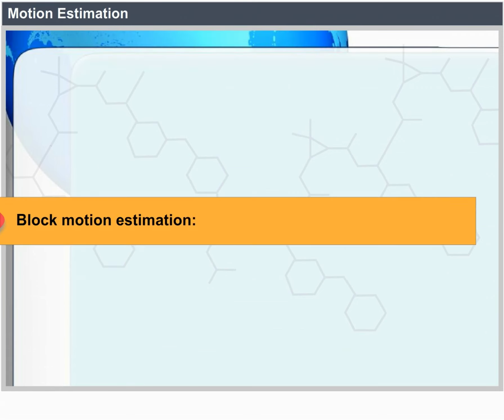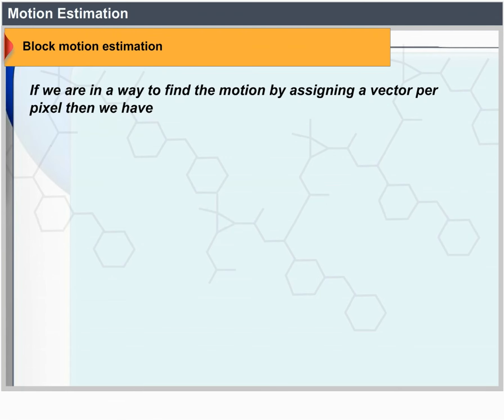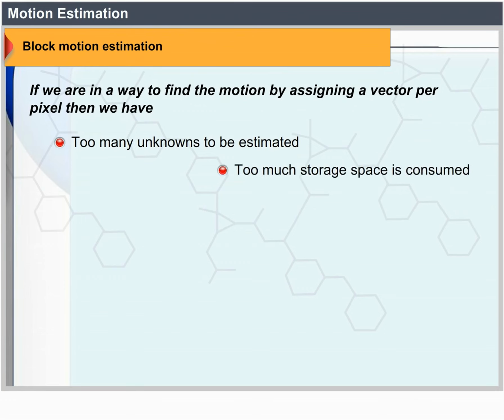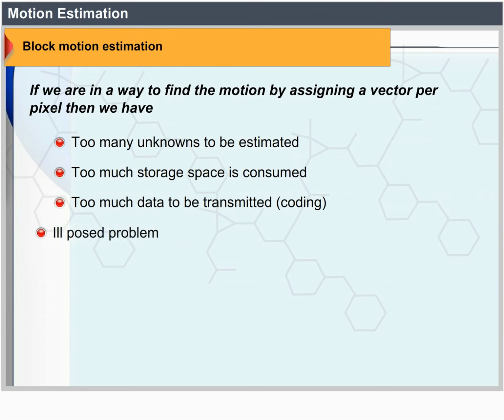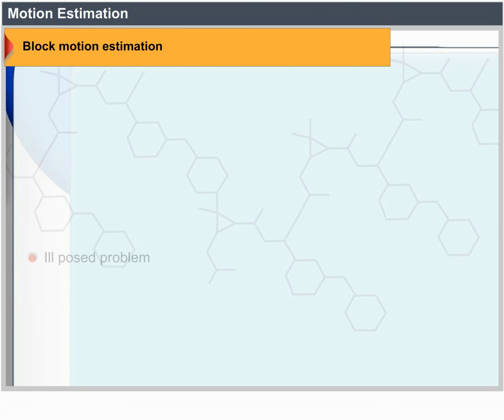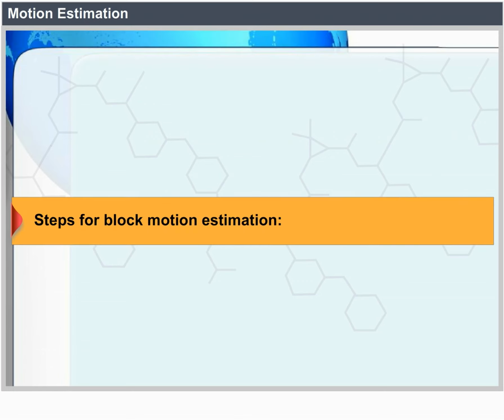Block motion estimation. If we are to find the motion by assigning a vector per pixel, then we have too many unknowns to be estimated, too much storage space is consumed, and too much data to be transmitted. This is an ill-posed problem with too many unknowns. Solution: divide the image into blocks and assign a motion vector per block. Steps for block motion estimation.